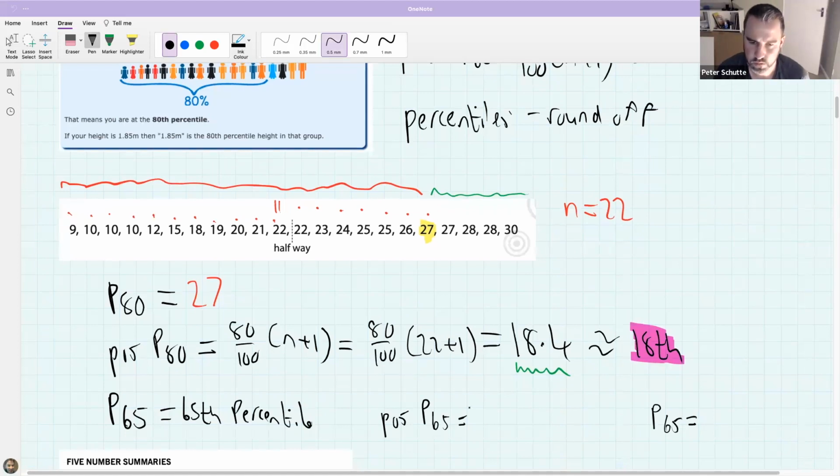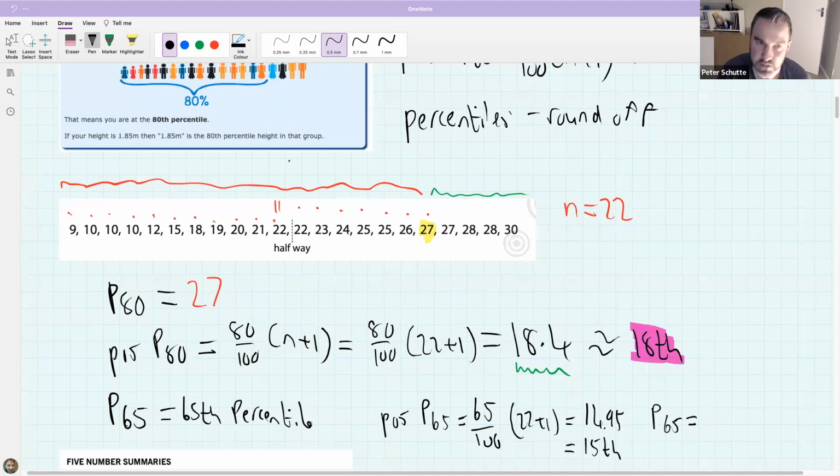So I first of all have to see how this works to n+1. What is my decimal position going to be? I see lots of you are saying 25, but it's before we get there. Are we happy to get 14.95? Now, if we round that off, the nearest one is going to be the 15th position. And then the 15th position is going to be 11, 12, 13, 14, 15. And so my value is going to be 25 for P65.